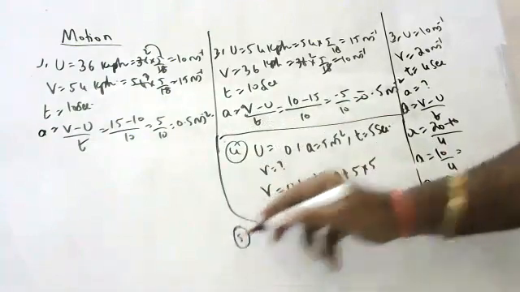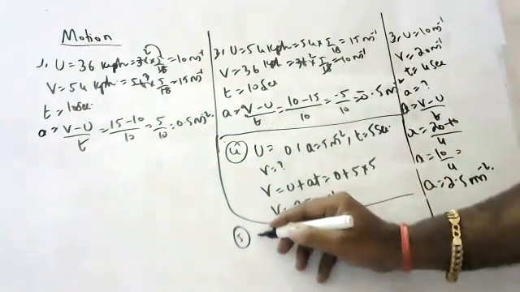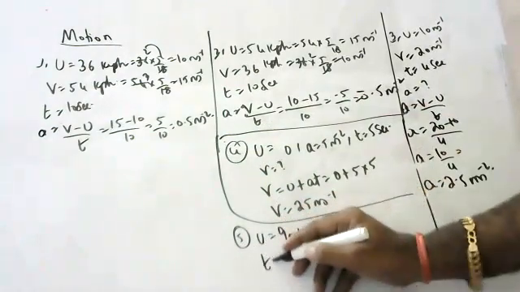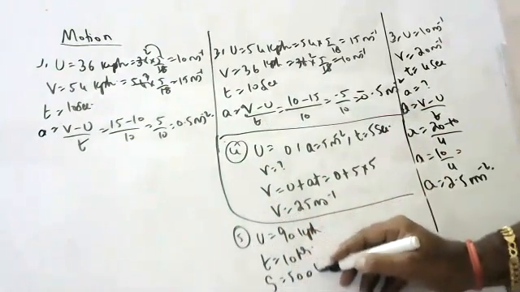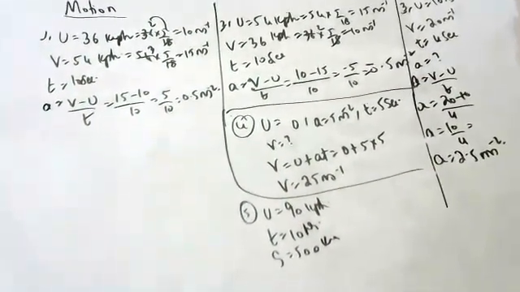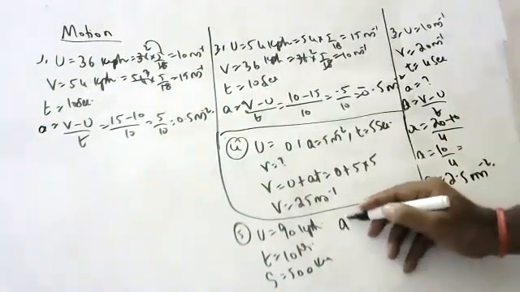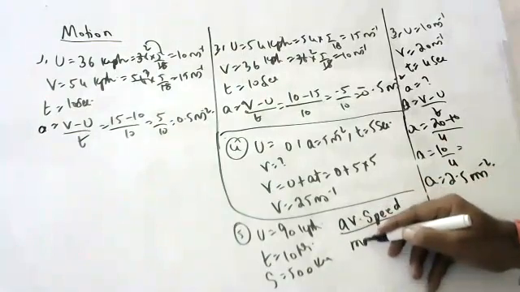Snigdha, are you there? Yes, sir. The maximum speed of a train is 90 kmph. It takes 10 hours to cover a distance of 500 kilometers. Find the ratio of average speed to maximum speed. Question is, what is the ratio of average speed to maximum speed? Let's find both of them.